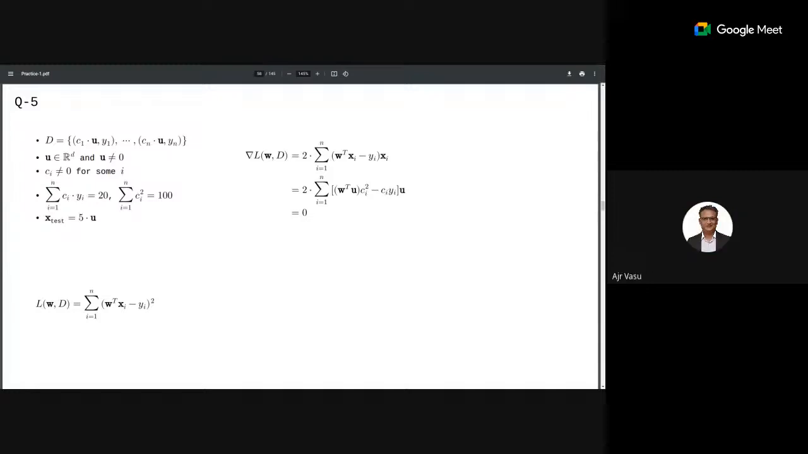W transpose U into 100 minus 20 U is equal to 0. So what will that give us? W transpose U will be what? Equal to 1 by 5 U. That's correct. We have to find W transpose U, and that nicely factors out. This is the expression. Do you all agree? 1 by 5 U, 0.2 U. Did everyone get this step?